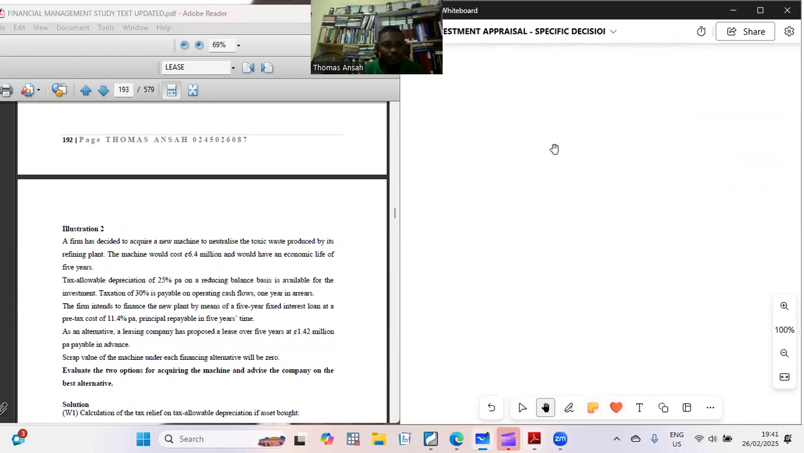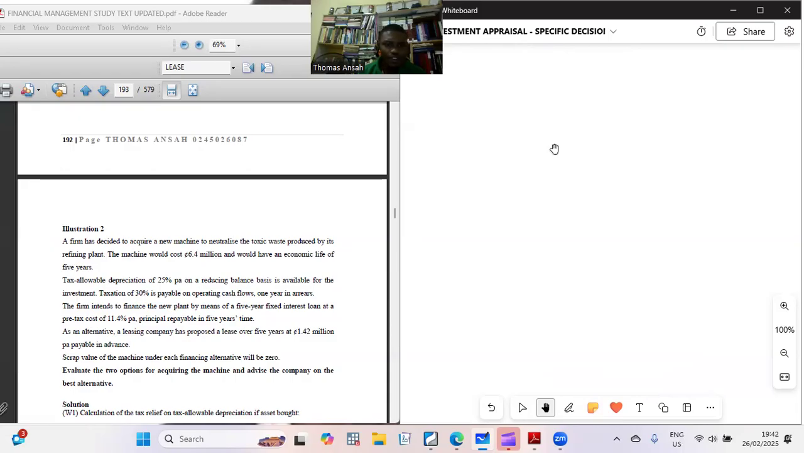We have a firm which has decided to acquire a new machine to neutralize the toxic waste product of its refining plant. The machine costs 6.4 million, and the economic useful life is 5 years. Tax allowable depreciation is 25% per annum on a reducing balance basis, available for the investment. Tax is 30% payable on operating cash flow, 1 year in arrears.